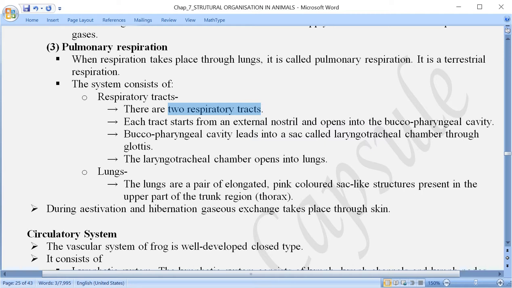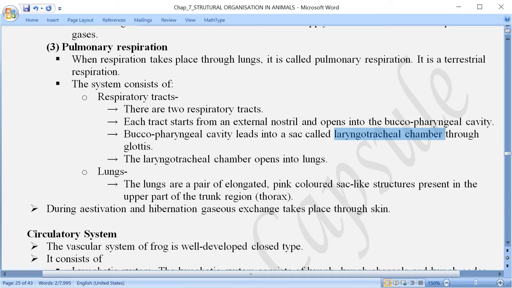There are two respiratory tracts starting from the nostril. Both of these tracts start from the external nostril and then open into the buccopharyngeal cavity. Where does it start from? From outside the body, from the external nostril, and then it opens into the buccopharyngeal cavity. Now from the buccopharyngeal cavity, it leads into a sac called the laryngotracheal chamber through the glottis.